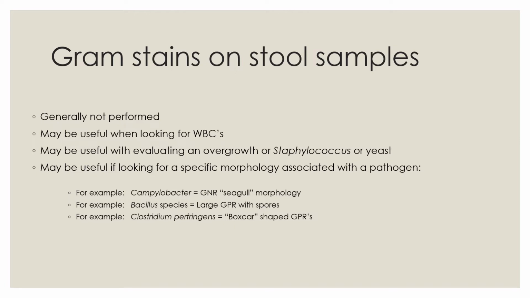And it may also be useful when evaluating an overgrowth of Staphylococcus or yeast. So if you're not seeing the other flora that is usually in a stool sample, you might see Staphylococcus or yeast taking over. And then if you're looking for a specific morphology, such as the gull-wing shape of Campylobacter or a large gram-positive rod, something like Bacillus with spores, or a Clostridium perfringens where you see a boxcar-shaped gram-positive rod, in these cases, it might be useful to use a gram stain as well. But for the most part, gram stains aren't helpful because you end up seeing a bunch of mixed flora and nothing really jumps out at you most of the time.